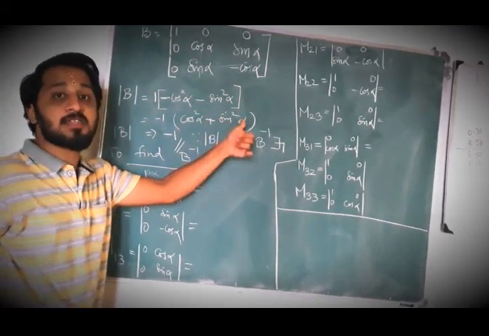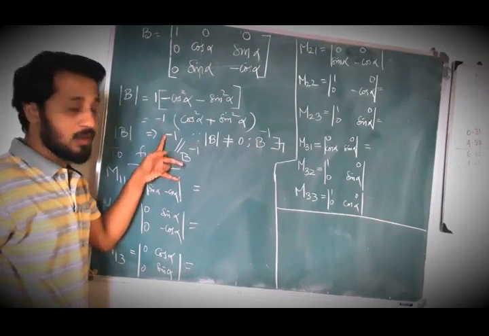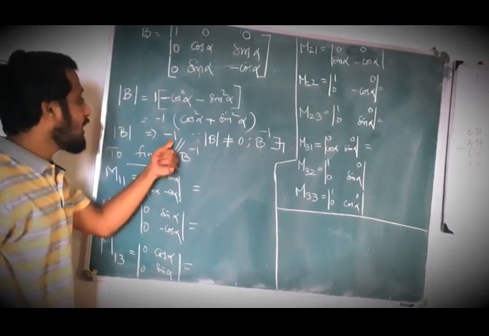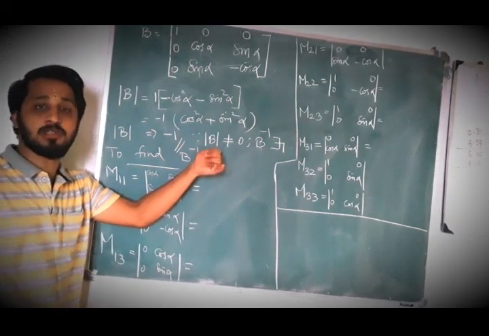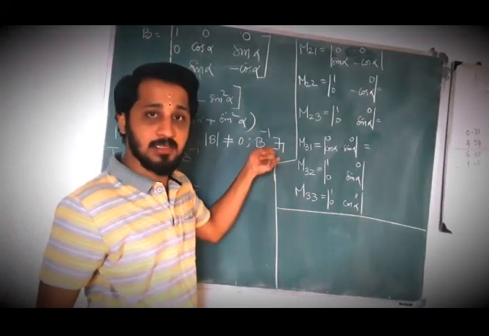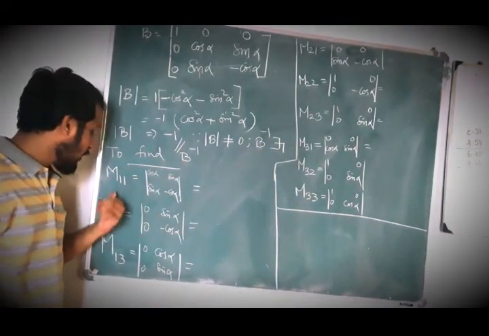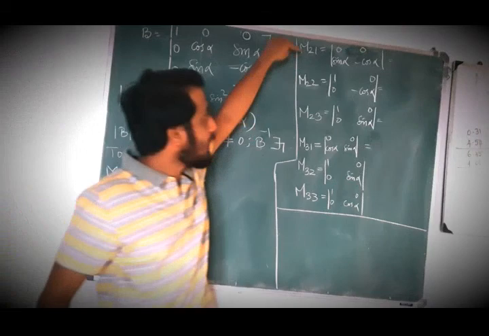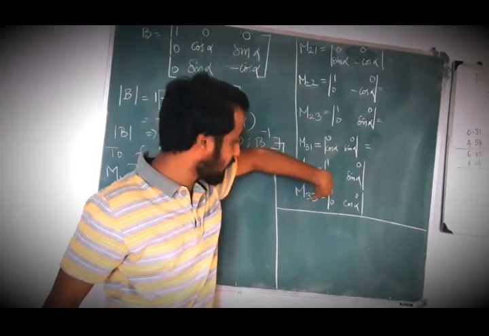Then cos square alpha plus sin square alpha is equal to 1. So minus 1 into 1 is nothing but minus 1. So determinant B is equal to minus 1. That means determinant B is not equal to 0. B inverse exists. Yes or no? Now to find B inverse, minors M11, M12, M13, M21, M22, M23, M31, M32, M33.